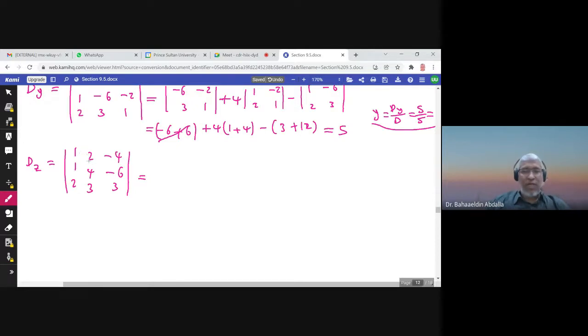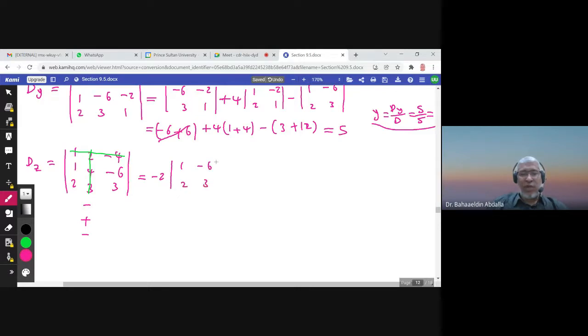So what are the signs? Positive, negative, positive. So negative, positive, negative. So the signs for the second column are negative, positive, negative. So I have negative 2 times, delete the row and the column of this 2. What do you get? I have 1, negative 6, 2, and 3.